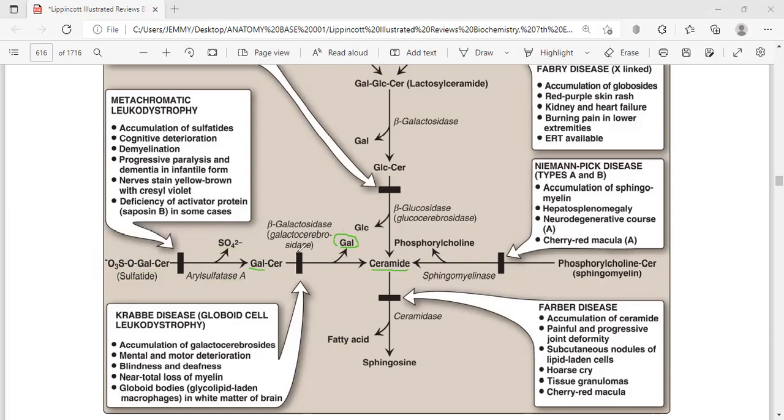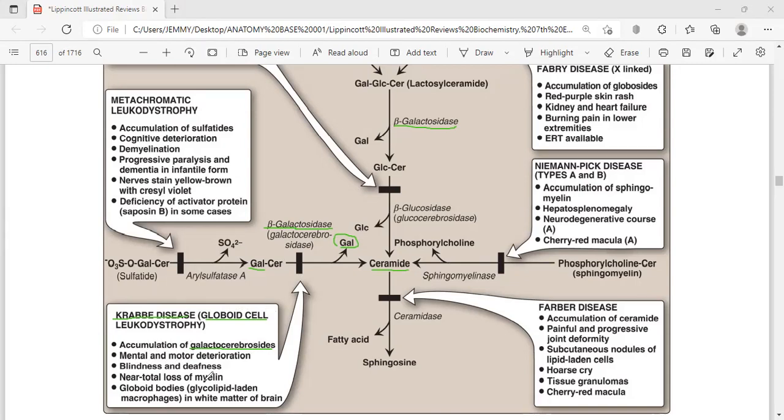Now, that enzyme is also known as beta galactosidase. Also, remember we met beta galactosidase 1, whose deficiency was causing a gangliosidosis. So deficiency of this beta galactosidase will cause Krabbe's disease, or globoid cell leukodystrophy, characterized by accumulation of galactocerebrosides. You will also have mental and motor deterioration, blindness and deafness, near total loss of myelin.